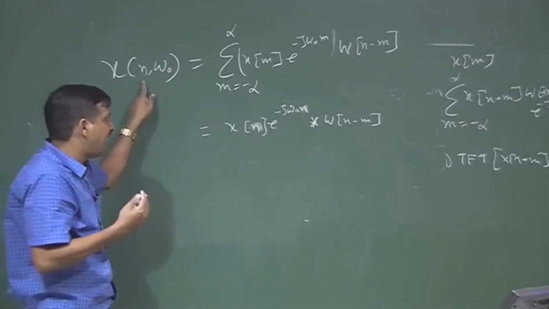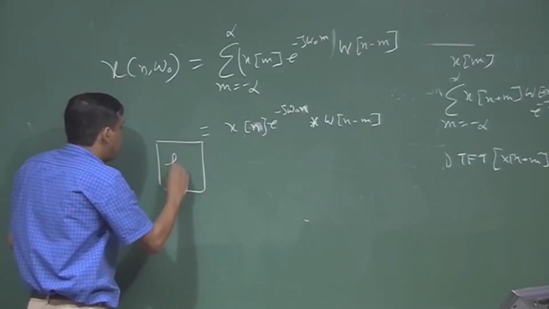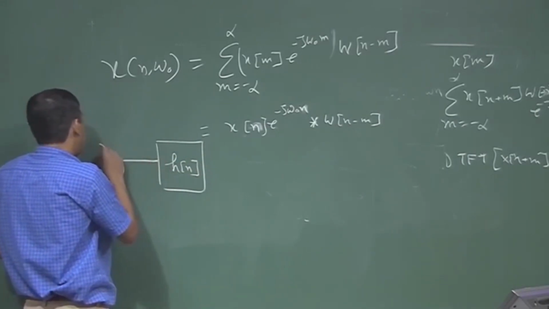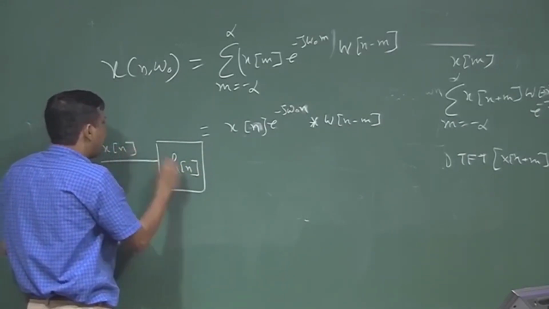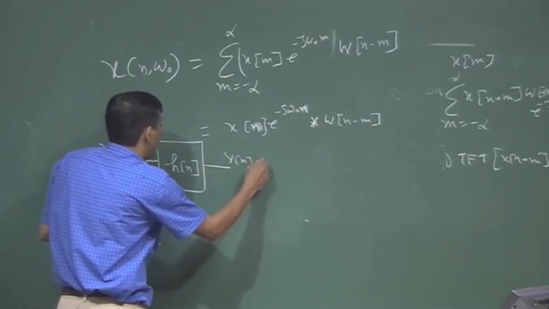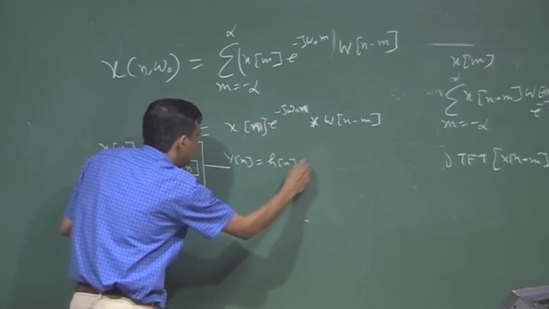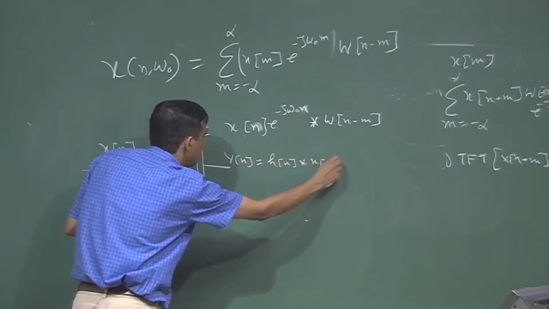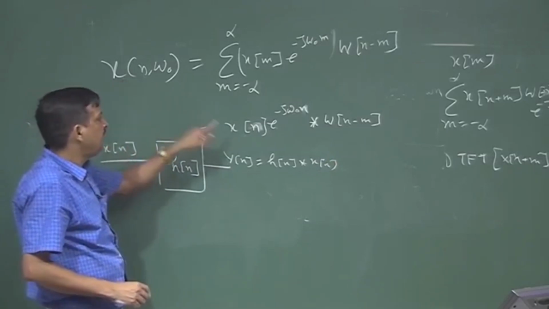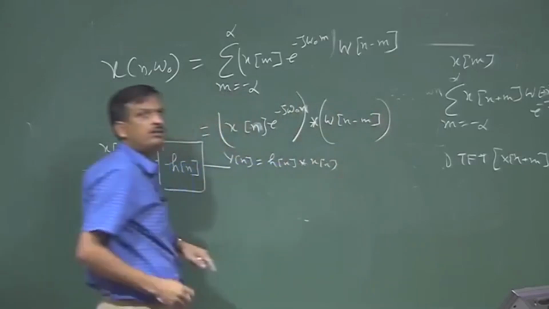Now, what is the meaning of that? What is the convolution? If I have a system h[n], the system impulse response, and I have a signal x[n], and I pass x[n] through h[n], what is the output? y[n] is nothing but the convolution of h[n] with the input signal x[n]. So, my output frequency response is nothing but the convolution of this term with the window function.